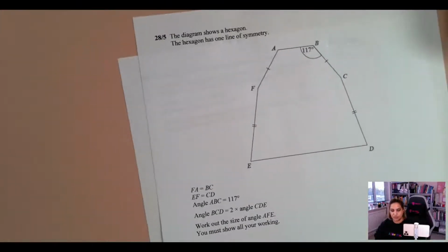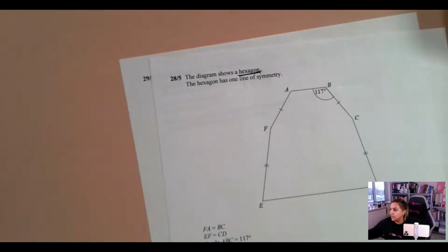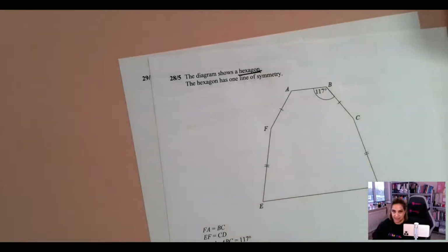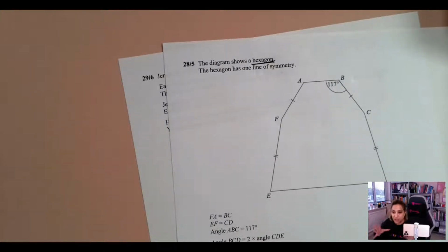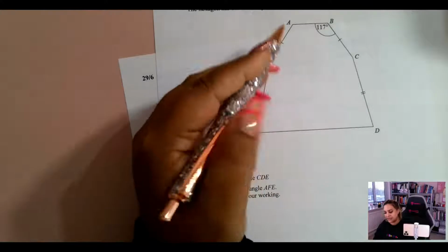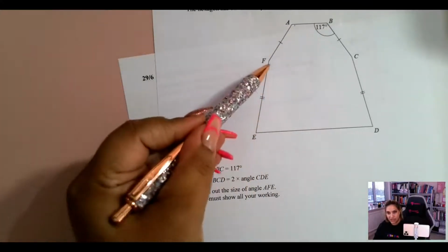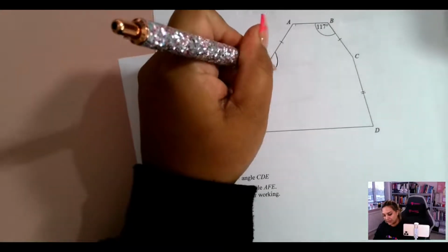So the diagram shows a hexagon. A hexagon is something with 6 sides and 1 line of symmetry. In this case, it's not a regular hexagon. Okay. We want to find the angle AFE. So it means I start at A, then I go to F, then I go to E. It's the one in the middle. So the angle that I'm trying to find is this one over here.